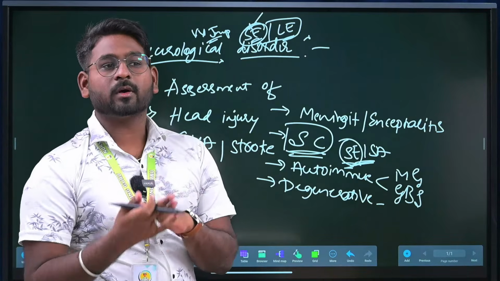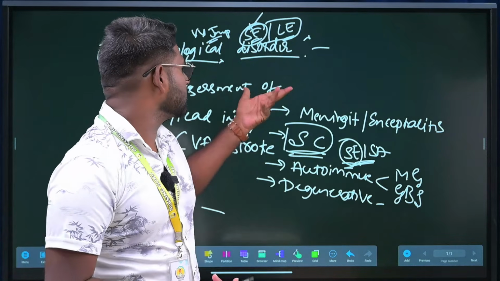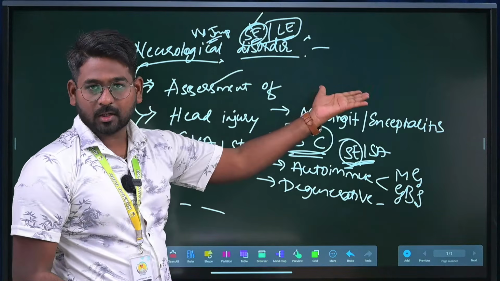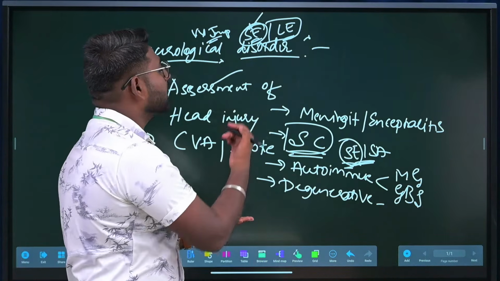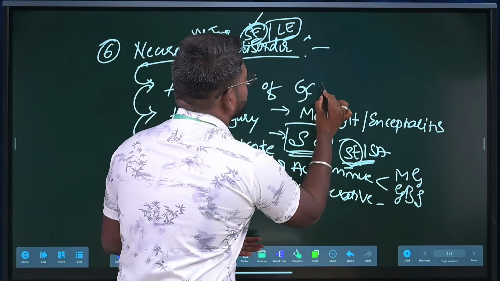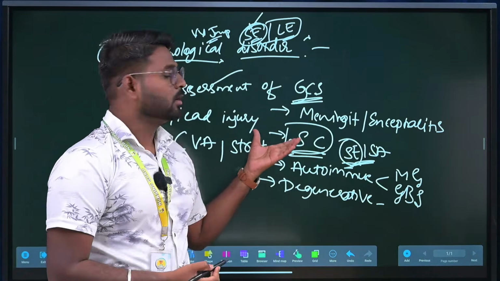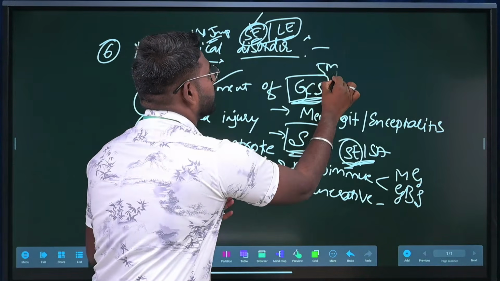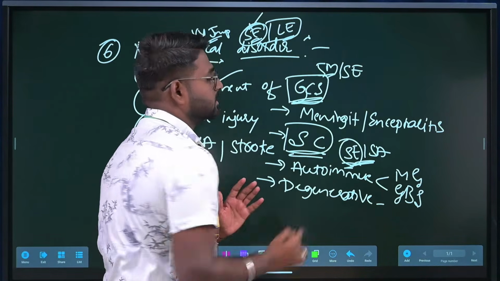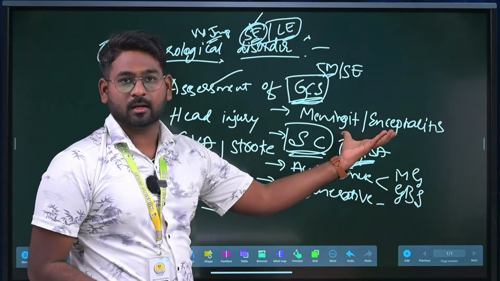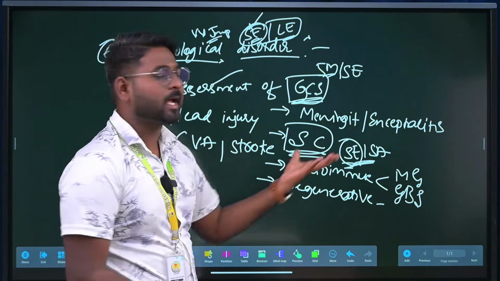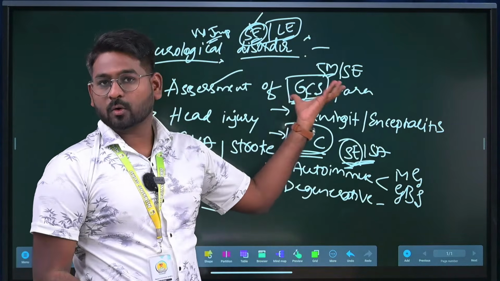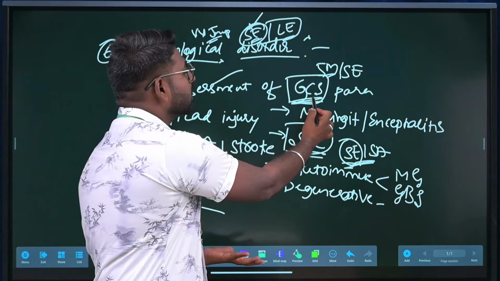Okay, for the long essay also we are going to be expecting this one. Here the main important thing is the assessment of the central nervous system by the neurological examination and the GCS scale. The GCS scale is again one of the important topics for your 5 mark or short essay. Glasgow Coma Scale: what are the parameters used in the Glasgow Coma Scale? That is also very important.